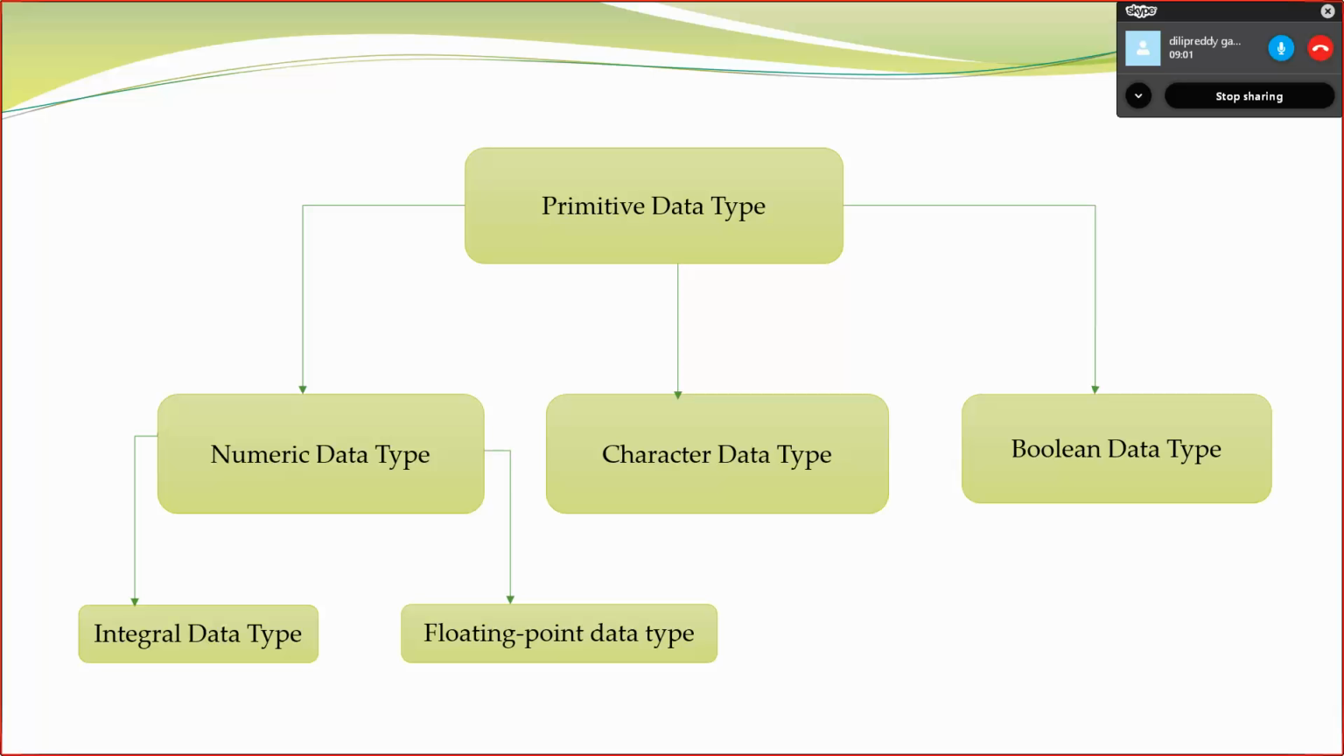With the Boolean data type we can define only true and false. With character we can define a single character. Even a set of characters we can define also. We're going through that.